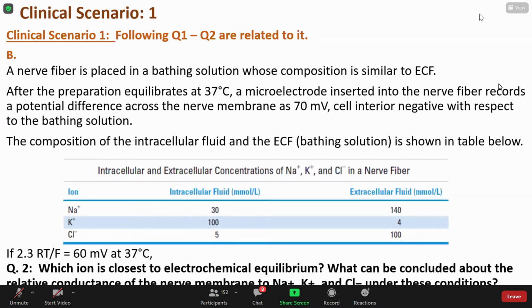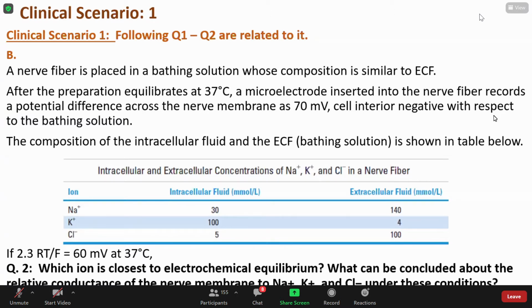So if the constant value is given, which ion is closest to the electrochemical equilibrium, what can be concluded about the relative conductance of the nerve membrane to sodium, potassium, and chloride under these conditions? Yes. Basically, the ion which is closest to its equilibrium potential at the current membrane potential has the highest conductance.